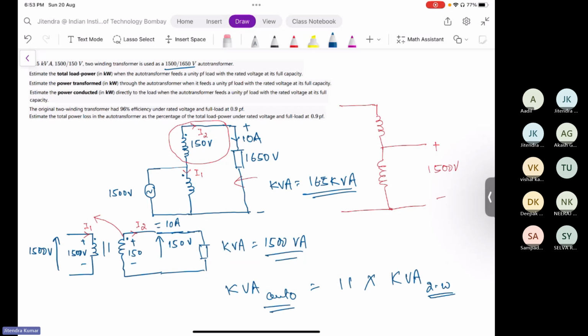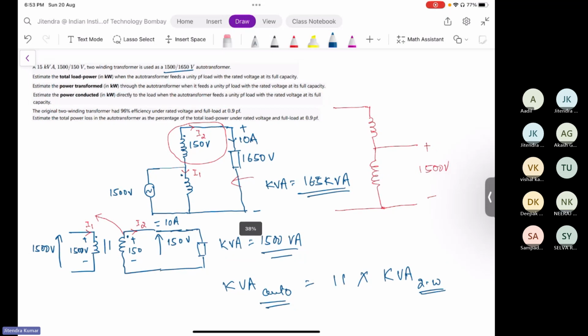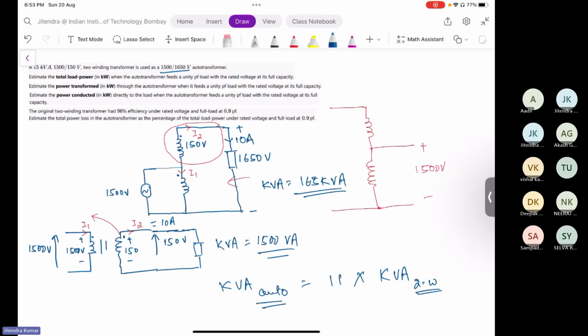So you can see with this connection, you are gaining in terms of kVA rating and power rating of the transformer. But again, you are losing in terms of insulation. Your two windings are now not insulated from one another. If some fault occurs at any side, both windings will get affected because of that. So you are losing in terms of insulation, but you are gaining in terms of power in the auto transformer.